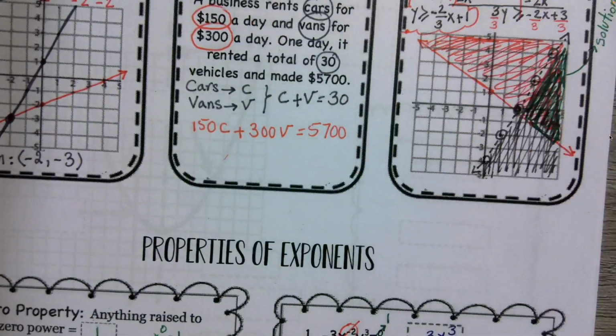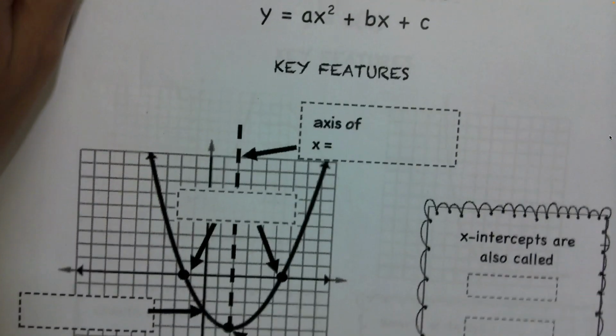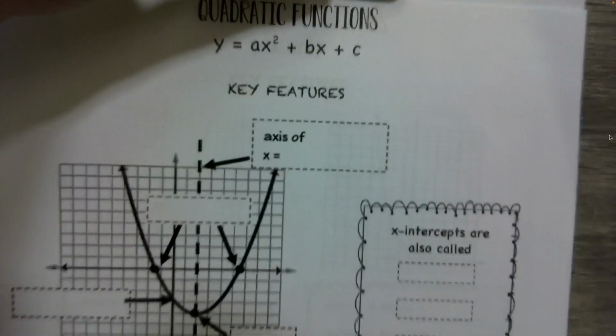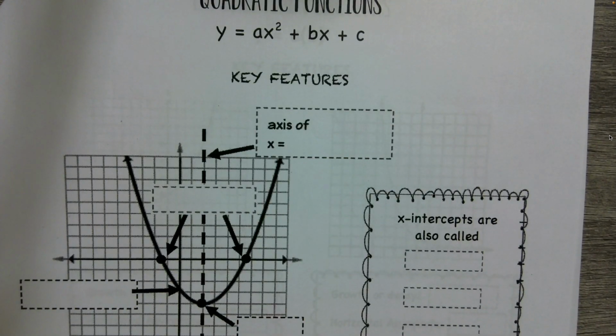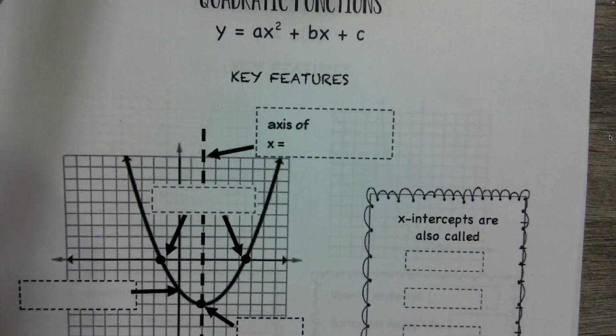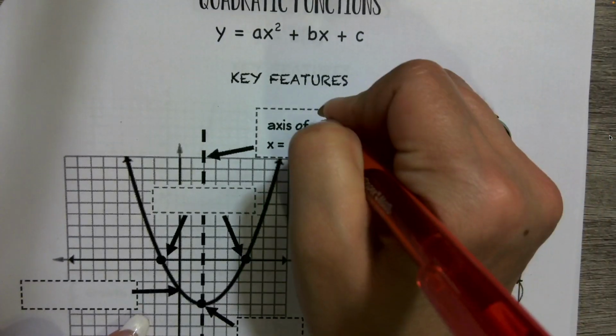Let's do the next page. We talked about this a lot recently, which is quadratic function attributes. So the key features for it is axis of symmetry. Let's do this. Axis of symmetry.